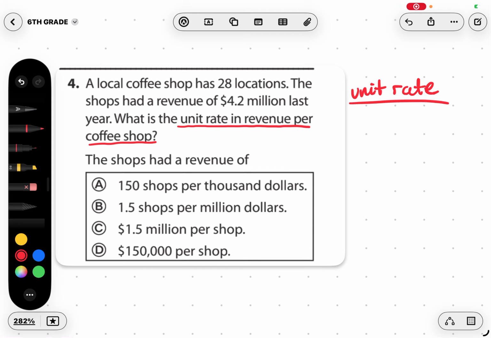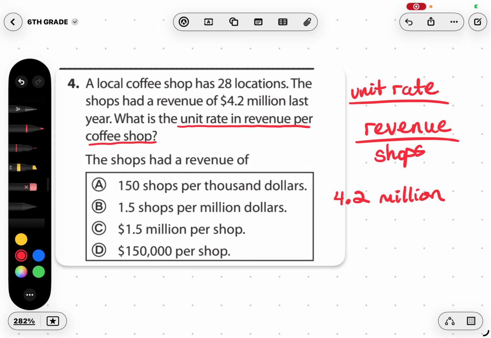The two numbers we're going to do: the revenue number. Oops, let me spell that right. Revenue, divided by coffee shops. I'm going to just put shops. We know we have 28 coffee shops. So this would be 4.2 million divided by 28. Now we have to do that.